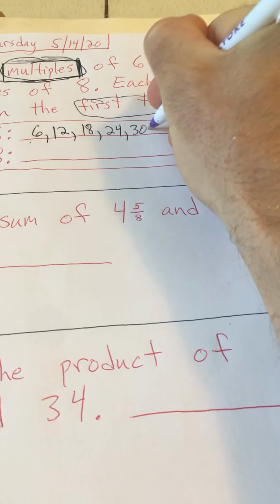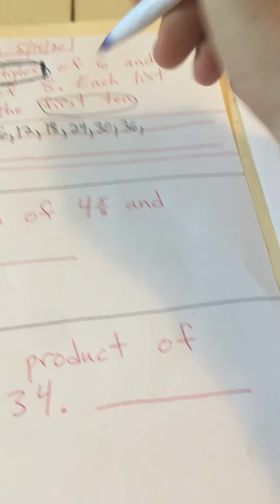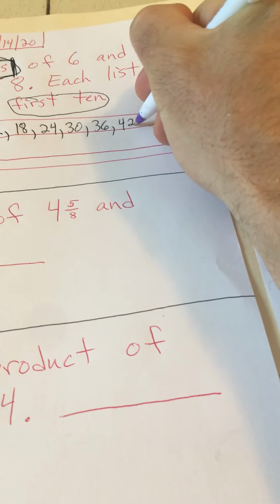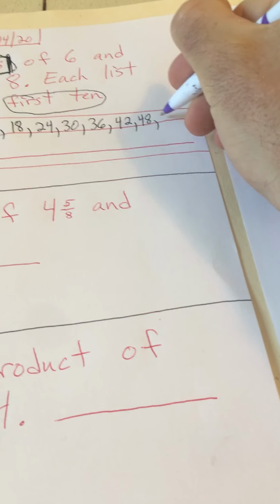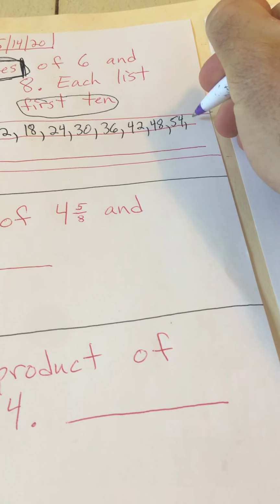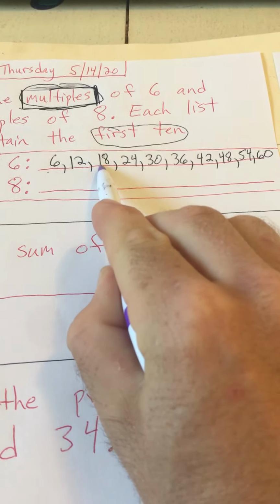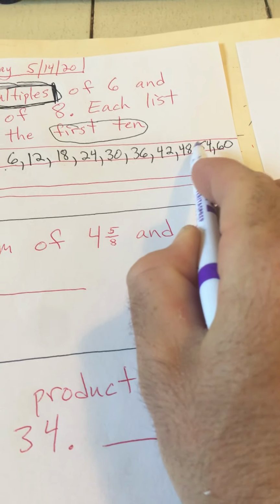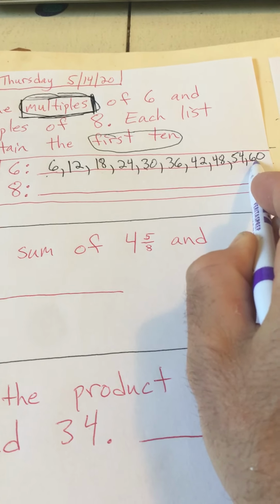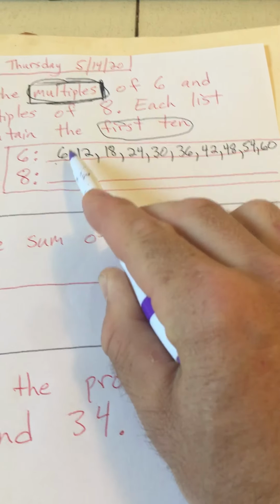24, 30, 36. I'm just adding 6 every time. 42, 48. That's 6 times 8. Plus 6 is 54. Plus 6 is 60. So we have 6 times 1, 2, 3, 4, 5, 6, 7, 8, 9, and 6 times 10 is 60. So we have them all there.